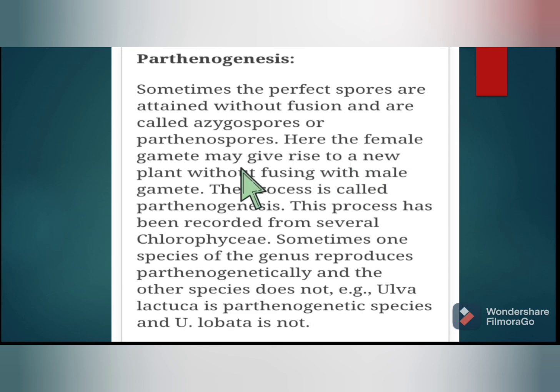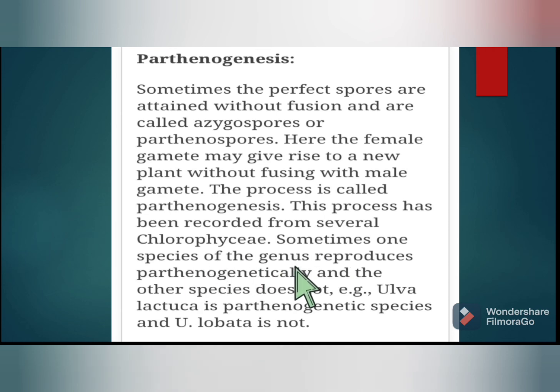Here, the female gamete may give rise to a new plant without fusing with the male gamete, and the process is termed as parthenogenesis. Remember this one, that here the female does not fuse with the male gamete, but it develops into a new plant through a process known as parthenogenesis. And this process has been recorded again from several Chlorophyceae.